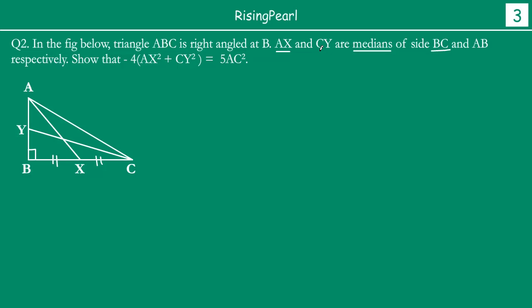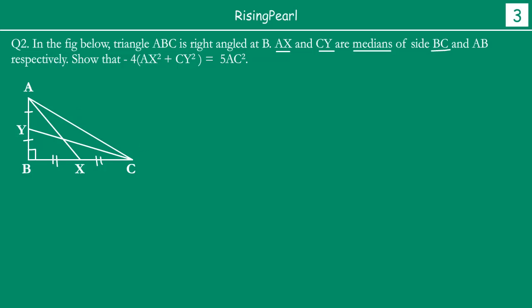Similarly, CY is the median for AB. That means Y is the midpoint of AB. So these two lengths are equal. So what do we have to prove here? We have to prove that 4 times AX square plus CY square, which is AX square, this is AX, 4 times this, which is the median, plus CY square, which is the median, is equal to 5 times AC square. This is what we have to prove.